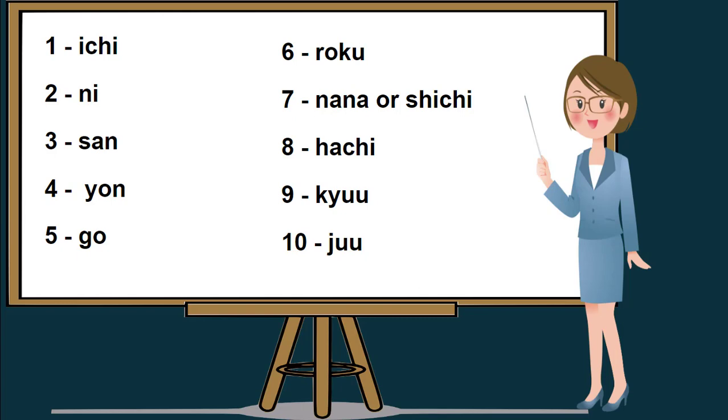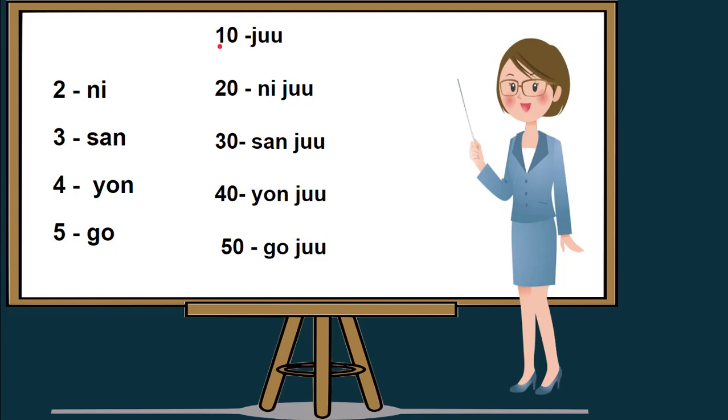So let's start counting numbers by tens. We already know that number 10 is ju. So how are we going to say 20 in Nihongo? 2 in Nihongo is ni and 10 is ju. So we will put them together to have 20. Ni ju.